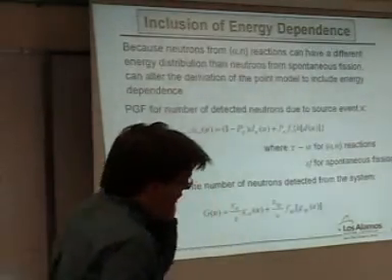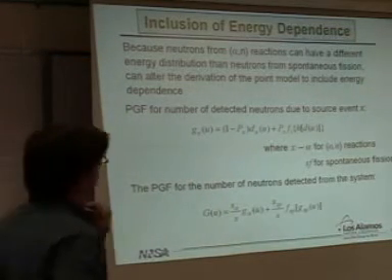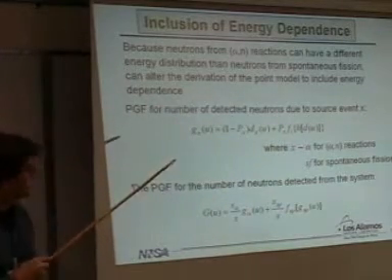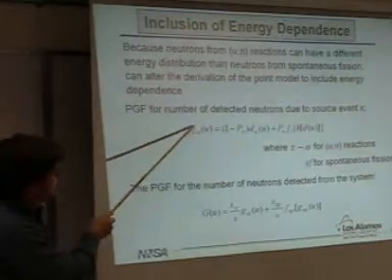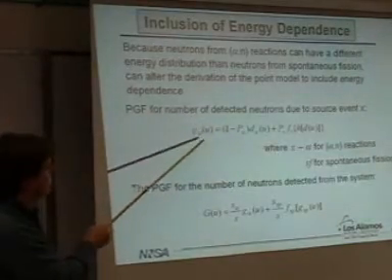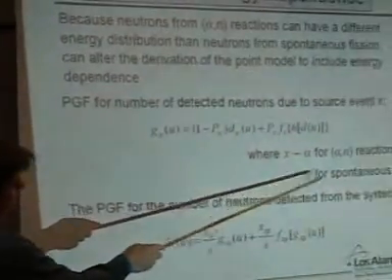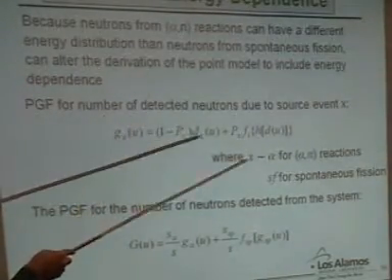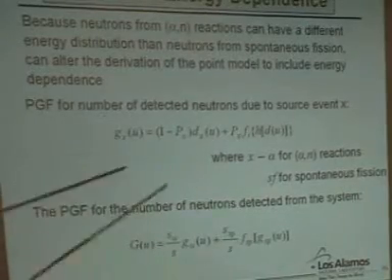Now, how can one include energy dependence into Bonnell's formulation? What you would do is create a new probability generating function, basically for the propagation of neutrons or for the detection of neutrons for each process involved. So X is just a notation of whether it's an alpha-n reaction you're dealing with or spontaneous fission. You would then have separate probabilities for inducing fission based on the process, and separate detection efficiencies based on the process.